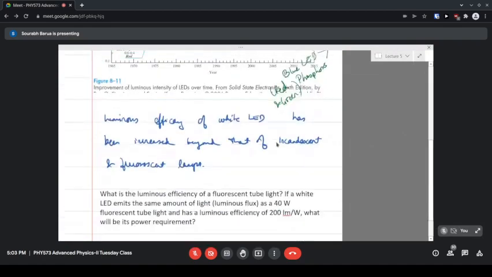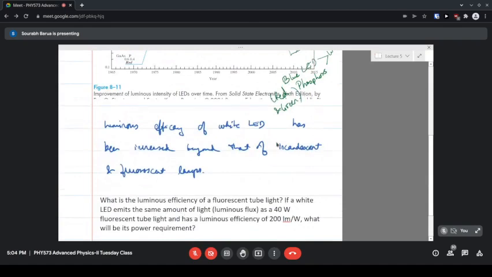Now, if a white LED emits the same amount of light as a 40 watt fluorescent tube light, and has a luminous efficiency of 200 lumens per watt, what will be its power requirement? So that is the question. Tell me if this is solvable. What will be the light emitted by a 40-watt fluorescent tube light?